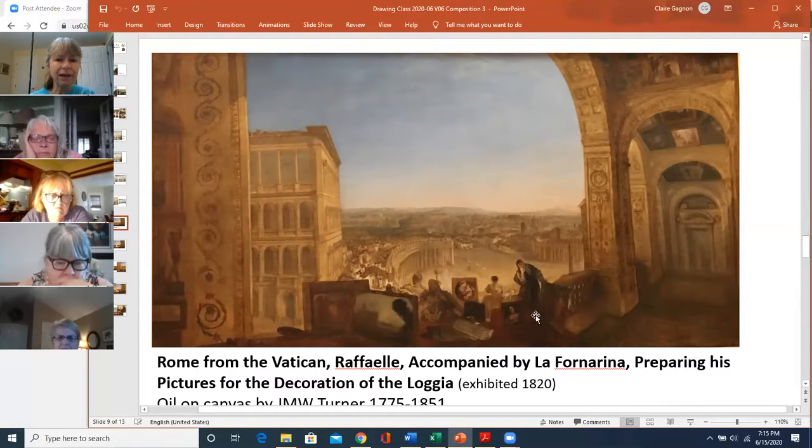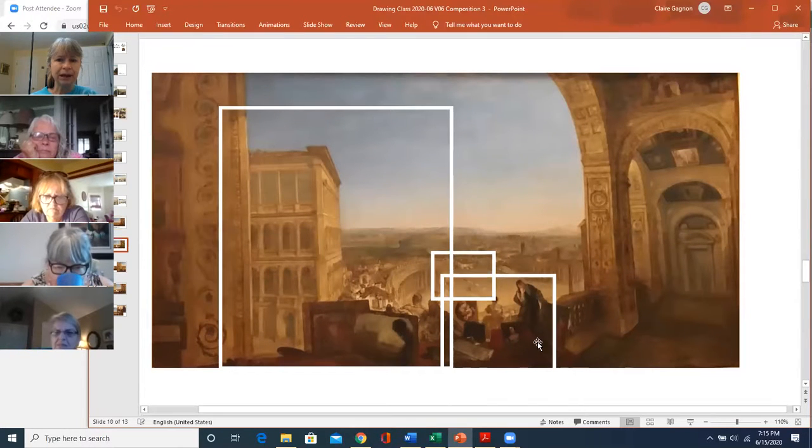So Raphael is at the Vatican, and he is talking with this lady called La Fornarina, which I don't know what it means, but anyway. In this painting, there are some areas that are very interesting. I'm going to show you a close-up of this large section here, a close-up of what's happening on the balcony, and also a close-up of this small little square right here.